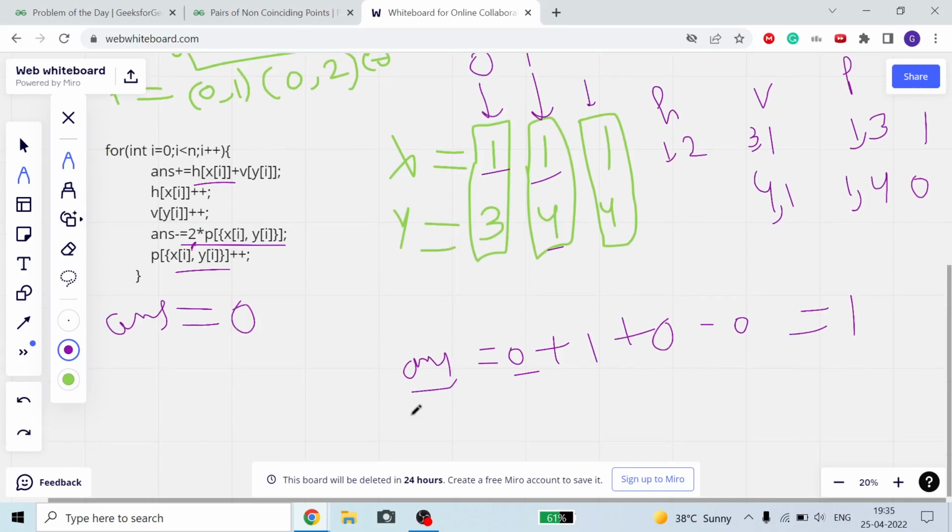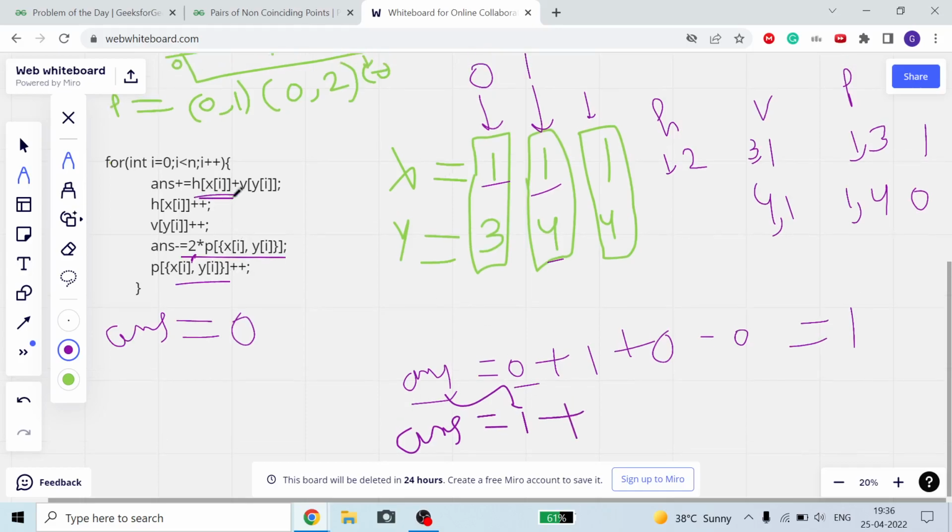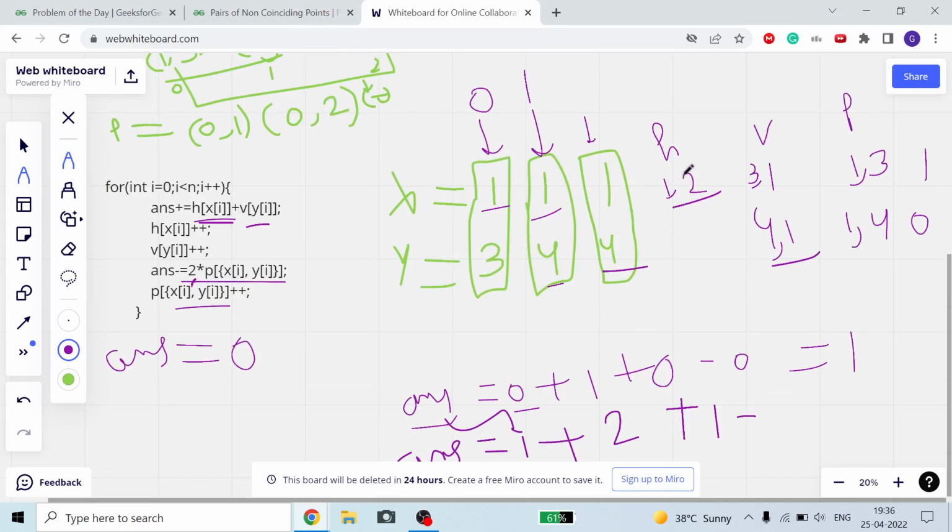So now my answer will be answer plus equal to, or I can write it as, this answer, that is 1, plus h of xi. Now what is h of xi? It is 2, plus v of yi. Now what is v of yi? It is 1. Now I can increase it, so it will increase to 3, it will increase to 2, it will increase to 2.